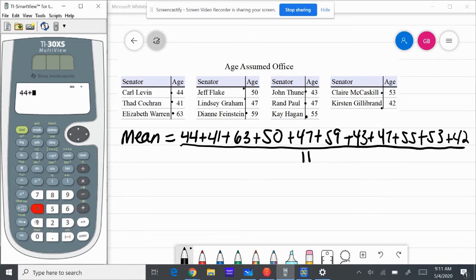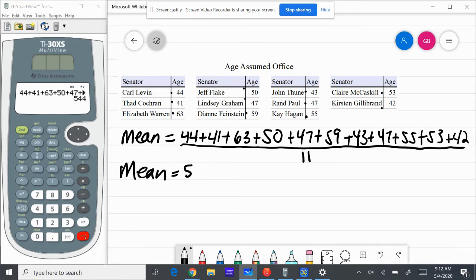44, 41, 63, 50, 47, 59, 43, 47, 55, 53, and 42. I'm just going to rewrite it.